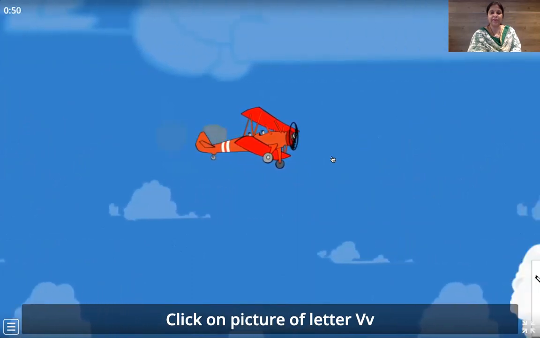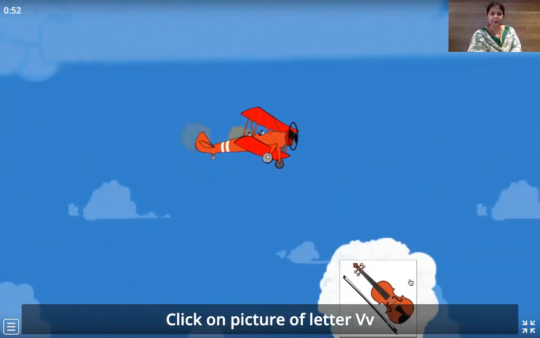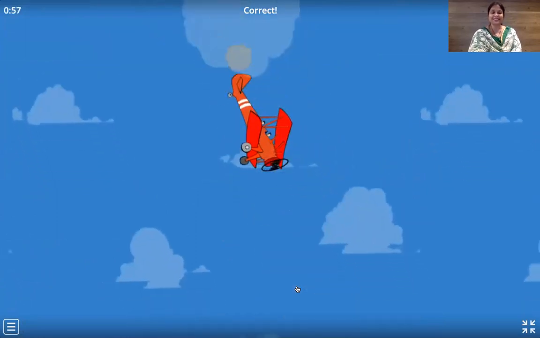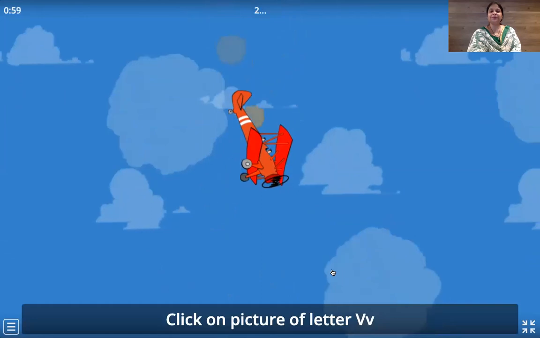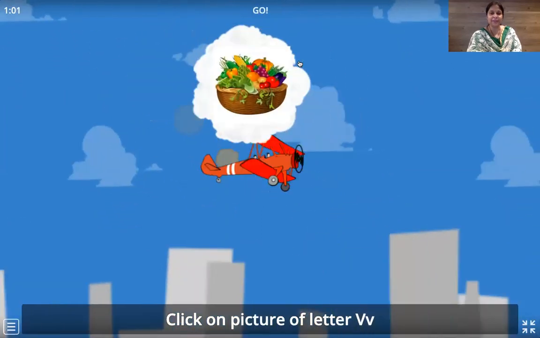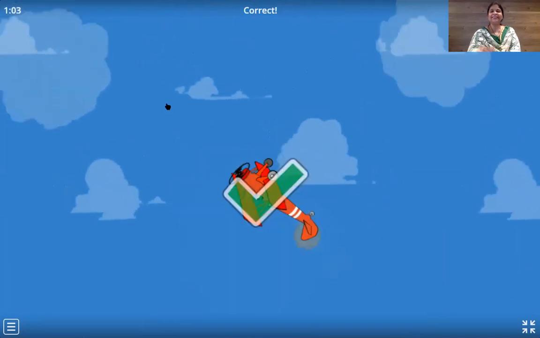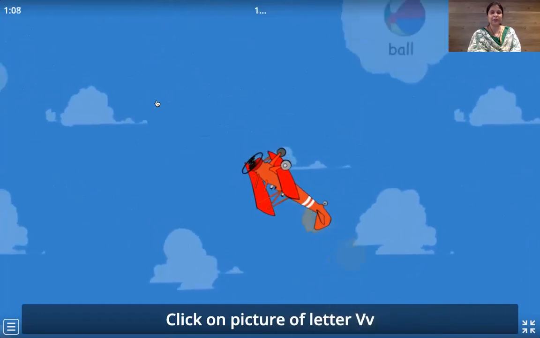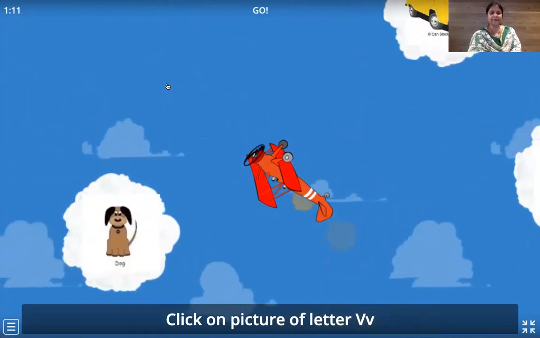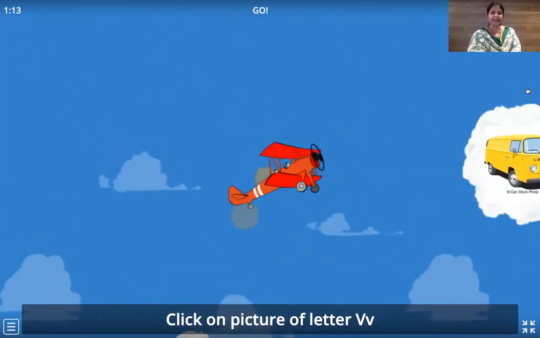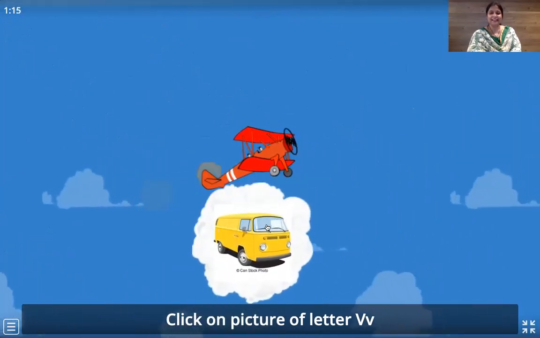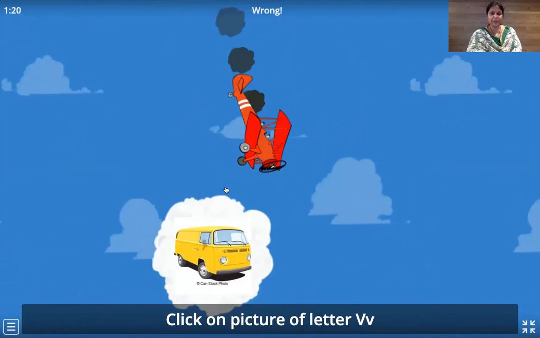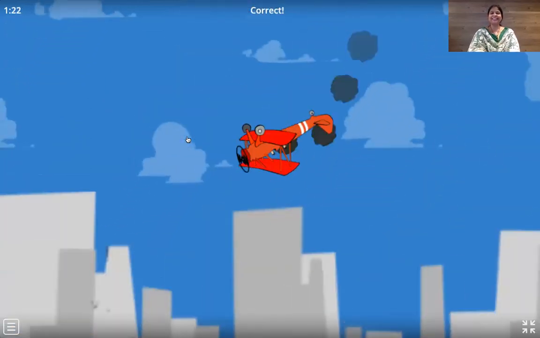And we have to save the helicopter from going there. Here is the picture of violin. Yes, we got it right. Now, here is the vegetable picture. Correct, we got it right again. The third answer is also right. Now let's see how many more pictures are there. Here is the van. Yes, we got it right.